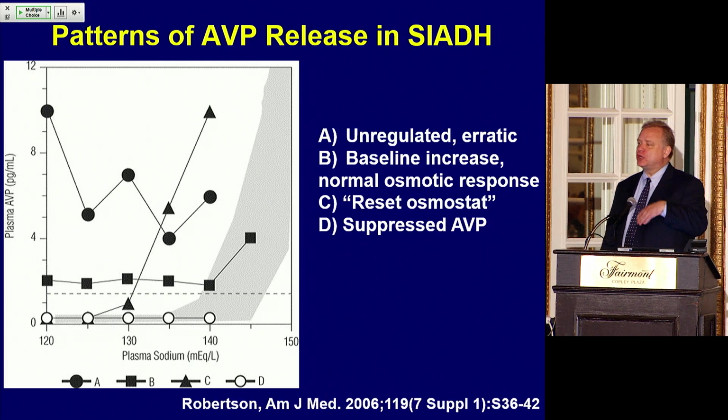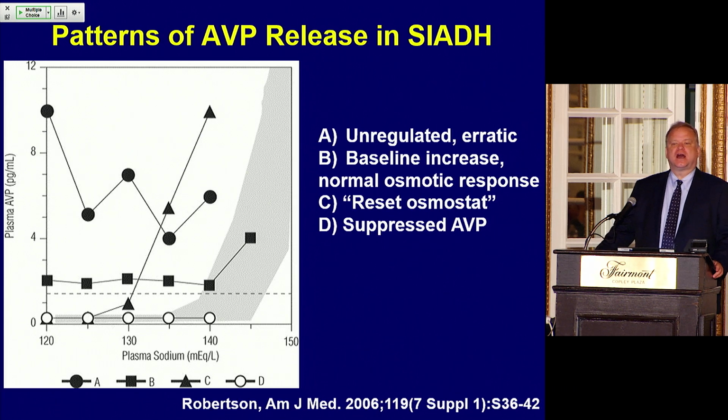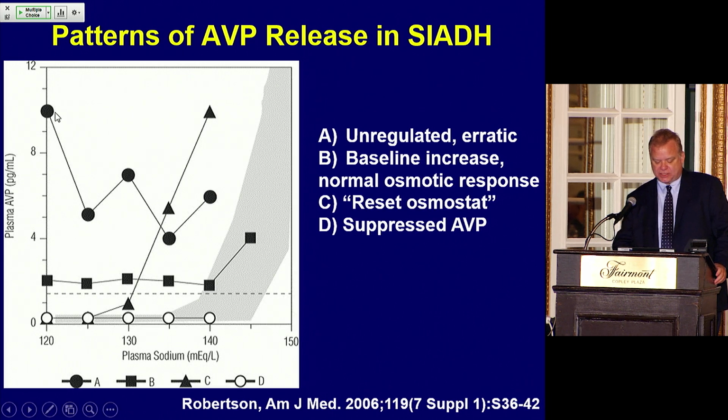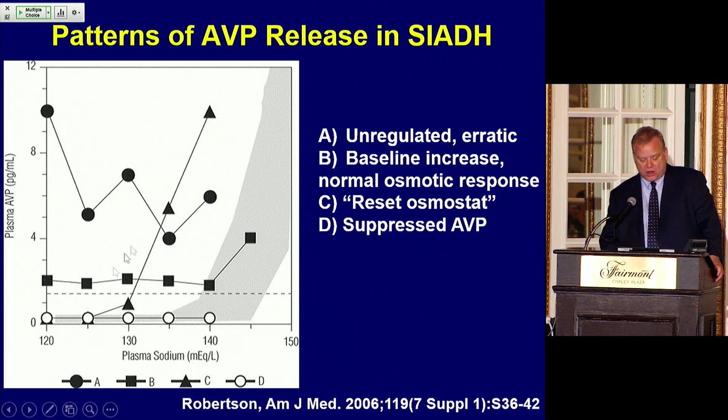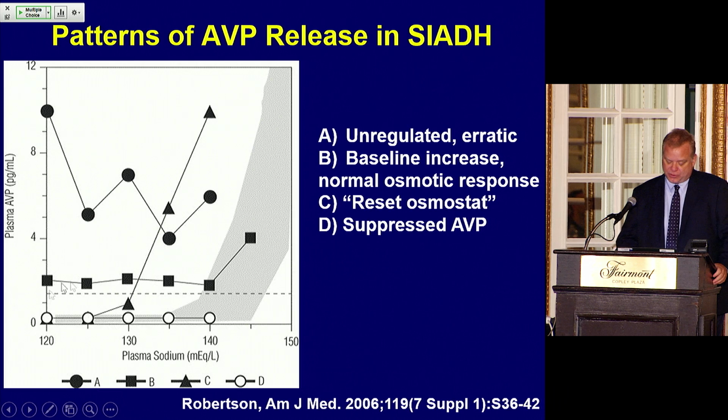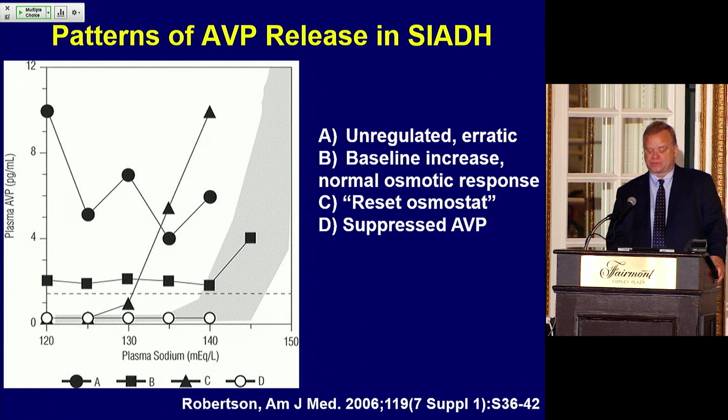In terms of how we look at patients with SIADH, there are about 4 different patterns of the vasopressin release that we can see. One is in A, these solid circles, you get unregulated erratic vasopressin release. Here, in B, you can get a baseline increase, but a normal osmotic release. So they always have this little continual leak of vasopressin. The classic is, of course, the reset osmostat, where it's shifted to the left, and we start to see vasopressin at much lower serum sodiums and serum osmolalities.